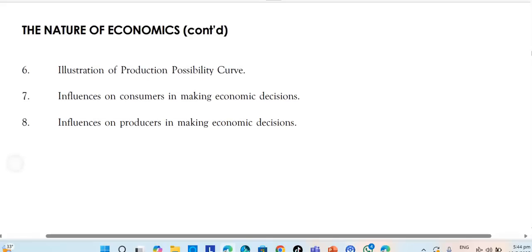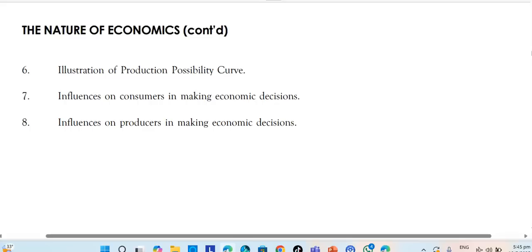Another factor, this is factor 4, that may influence consumers in making economic decisions is advertisement and marketing. I don't know if you have ever seen some goods being advertised and you're like, yo, I need that. I want that, based on how the product is being marketed. Now, advertisement can influence preferences and choices by making products more appealing.